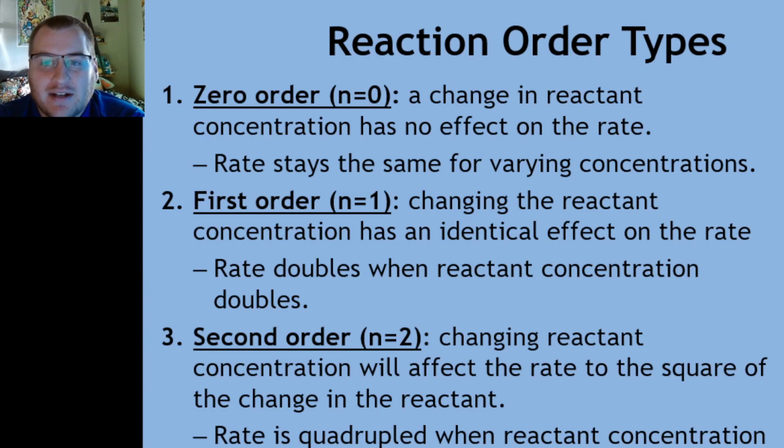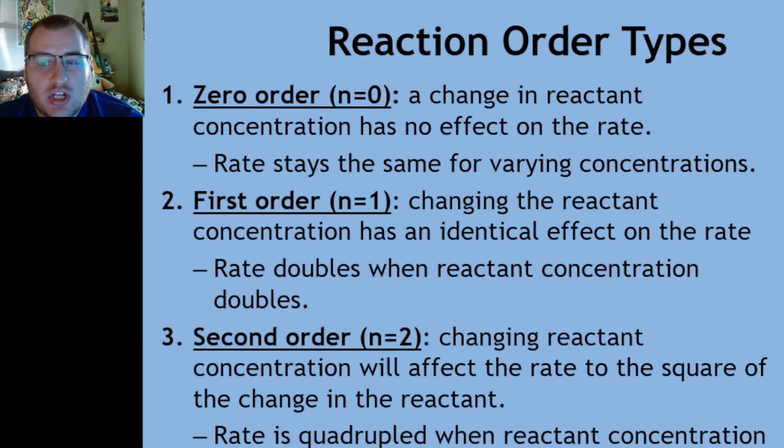A change in reactant concentration has no effect on the rate. So it doesn't matter if I start with a whole bunch of my reactant or just a little bit, the rate will be the same regardless. The most common is first order, n equals 1. Changing the reactant concentration has an identical effect on the rate. If I double my amount of initial reactant, I double the rate. Or if I halve the amount of initial reactant, I halve the rate. If I multiply by 10, the rate multiplies by 10.